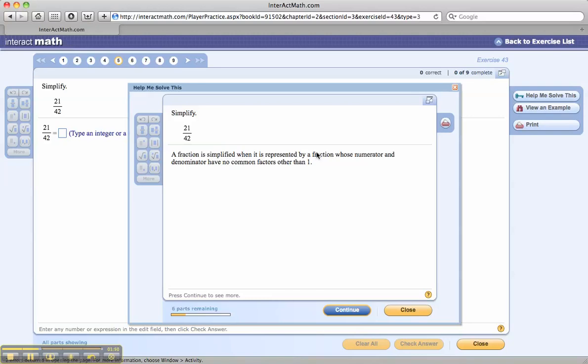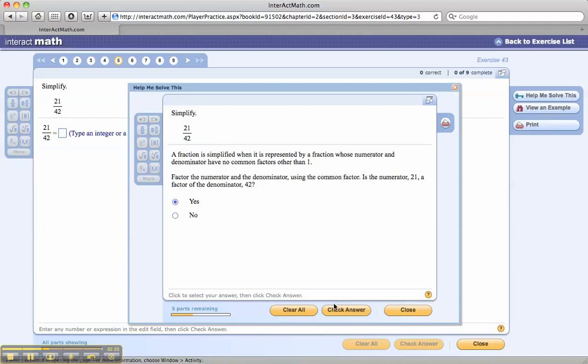A fraction is simplified when it is represented by a fraction whose numerator and denominator have no common factors other than 1. So basically what that means is that we've factored both of them and we've canceled out all of the common factors. So I could continue on this if I wanted to, and it could say factor the numerator and the denominator using the common factor. Is the numerator 21 a factor of the denominator 42? So maybe it is. It turns out to be, because 21 times 2 is 42.